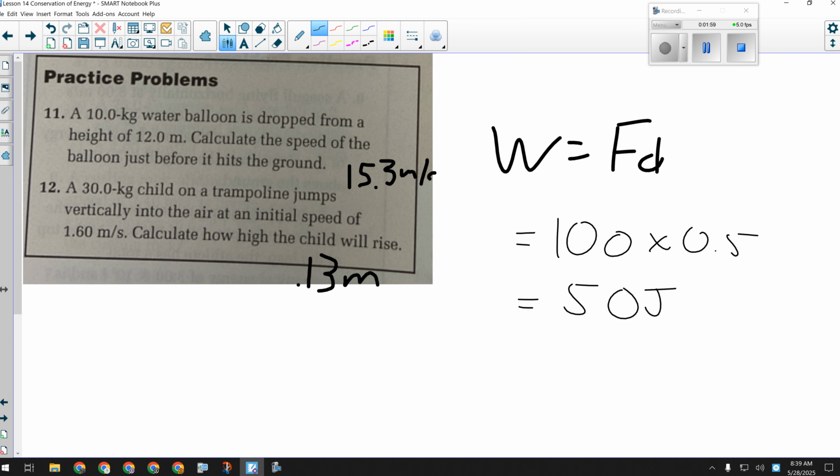Now, if I let the string go and the arrow flies out, what is the bow doing to the arrow? Pushing it. How much work can it do on the arrow? 50 joules. How much kinetic energy will the arrow have when it leaves the bow? 50 joules. That's how the law of conservation of energy works. It says energy can't be created and it can't be destroyed. It's always going to be accounted for somewhere.